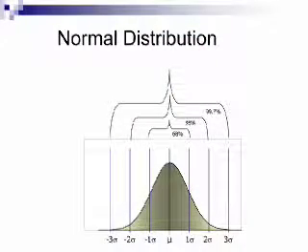A small standard deviation indicates that the data points are clustered closely around the mean, and a large standard deviation indicates that they have a much wider spread around the mean. Approximately 68% of the values will lie within the range of the mean, plus or minus 1 standard deviation. 95% will lie within the mean, plus or minus 2 standard deviations, and 99.7% will lie within the mean, plus or minus 3 standard deviations.